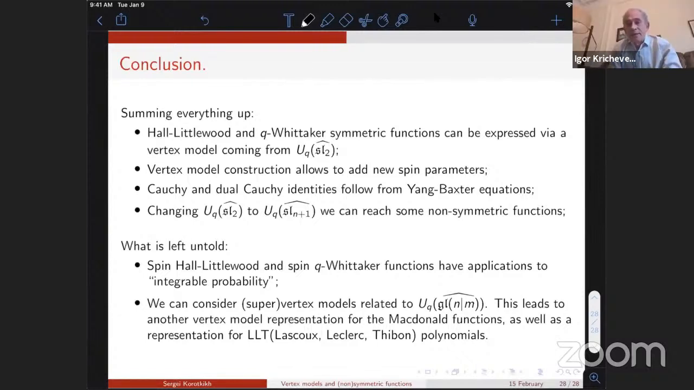Okay, thanks. Sergei, in your last slide, you answered the question I wanted to ask, namely, what's the goal? Because the whole talk was about the construction of certain symmetric or non-symmetric functions, some hierarchy of functions using a vertex model. So I was thinking, for a person who is far from the theory of symmetric functions, what is the use of them? So you answered that they were discovered, and moreover, they have application to integrable probability.